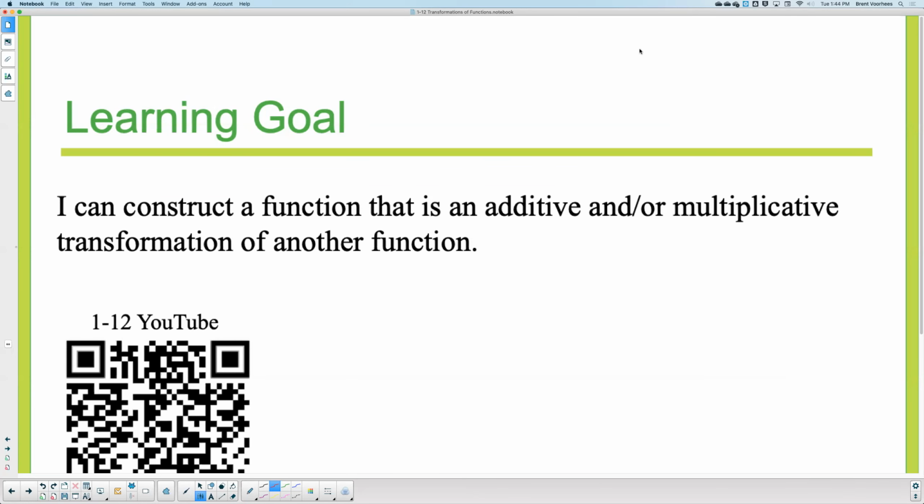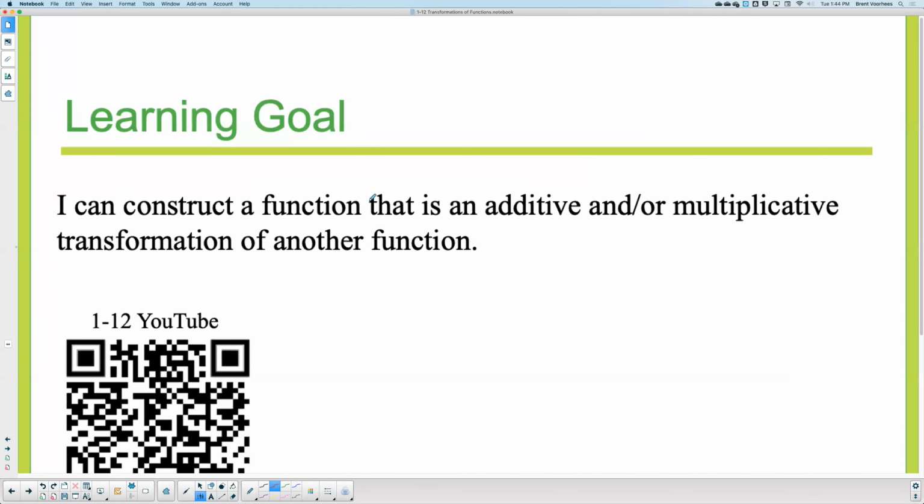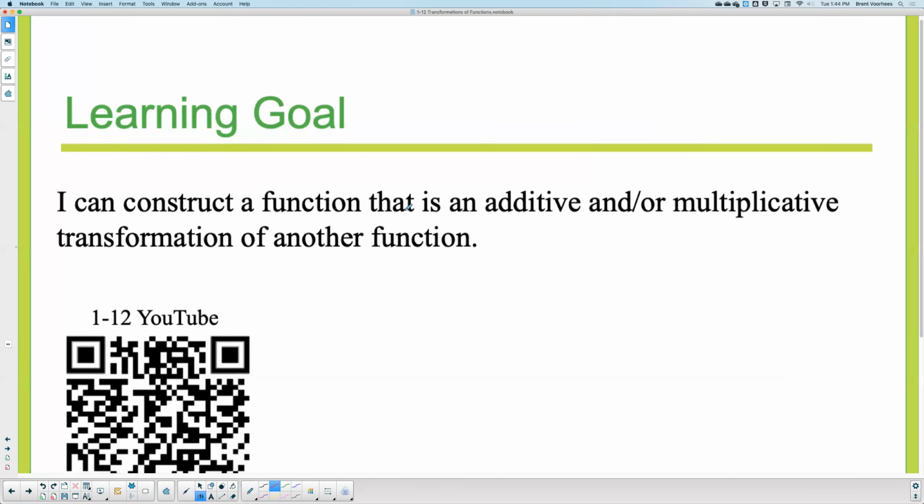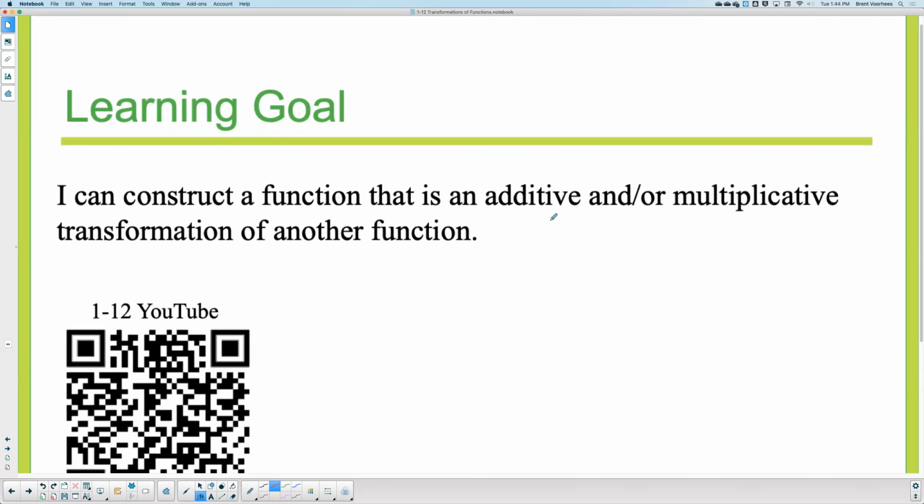Lesson 112 now. We're going to start on transformation. So our learning goal for today is that we can construct a function that is an additive or multiplicative transformation of another function. And here's what I want you to know.